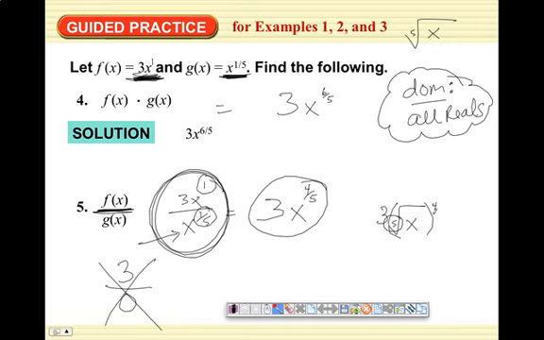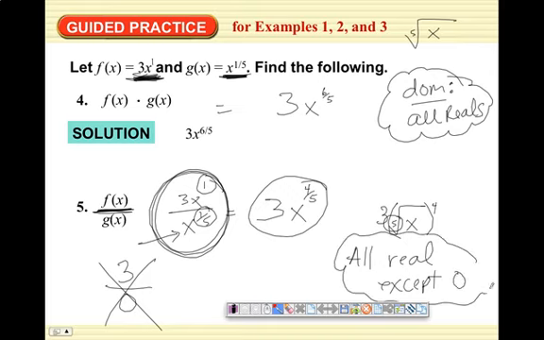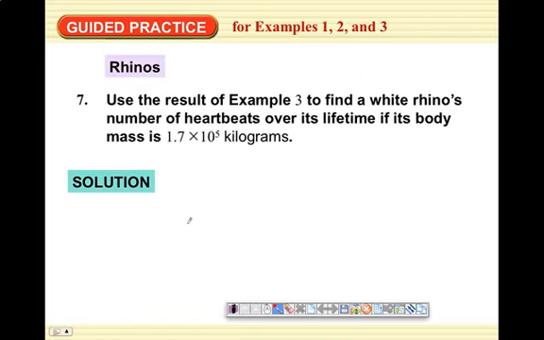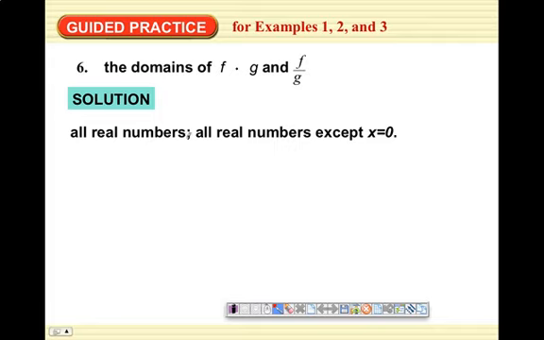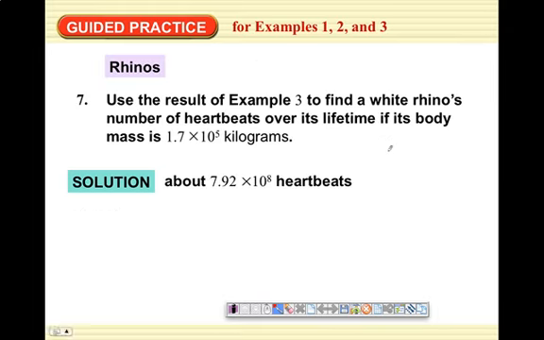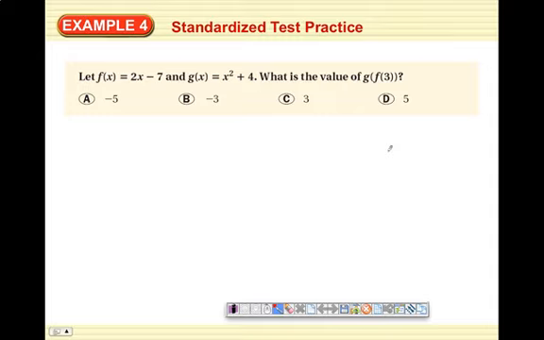Okay? So this answer is a little bit different, you have to say all real except 0. Alright, so sometimes you have to make exceptions. Why can't it be 0? Again, you can't have 0 down in the denominator. That's why. Okay, that's it. It's enough practice. Example 4. Notice the answers to those two things: all real, which we said, and all real except 0. Alright. Let's get to example 4.